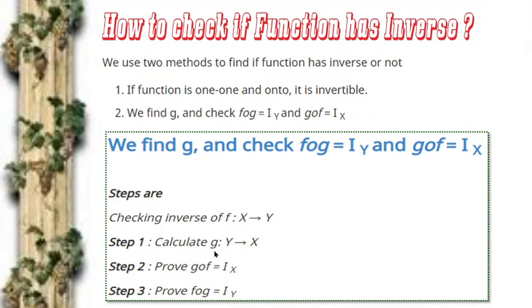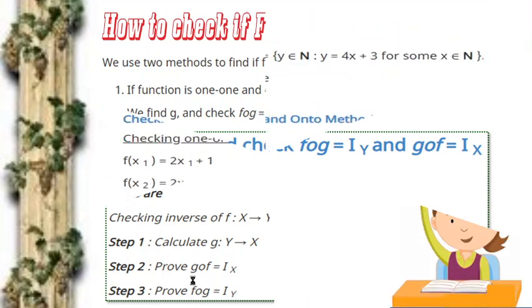First of all, we have to have another function g where domain and codomain will be swapped. It will be defined from y to x. Then we have to find gof. It should be the identity function of x, and fog should be the identity function of y.